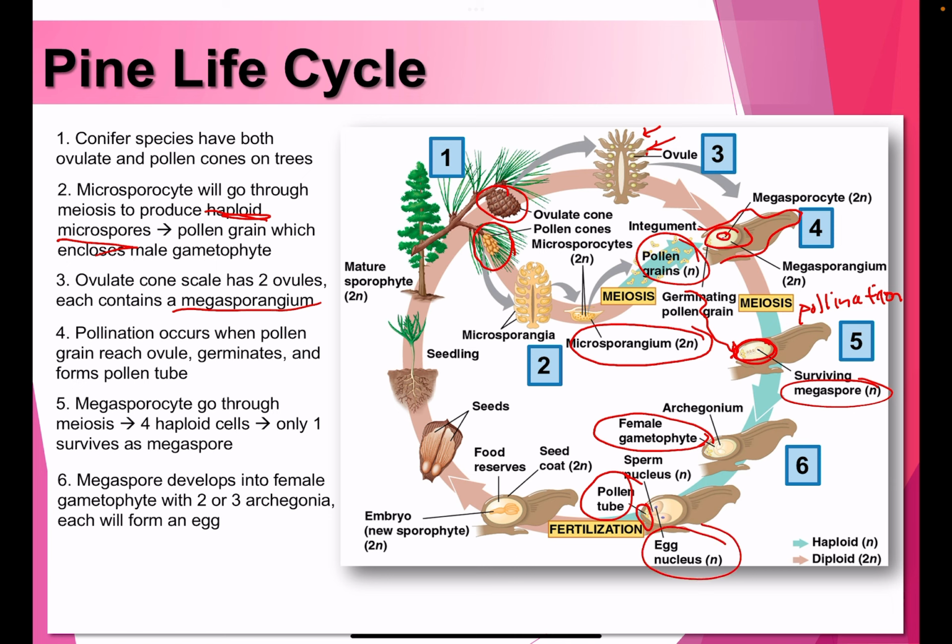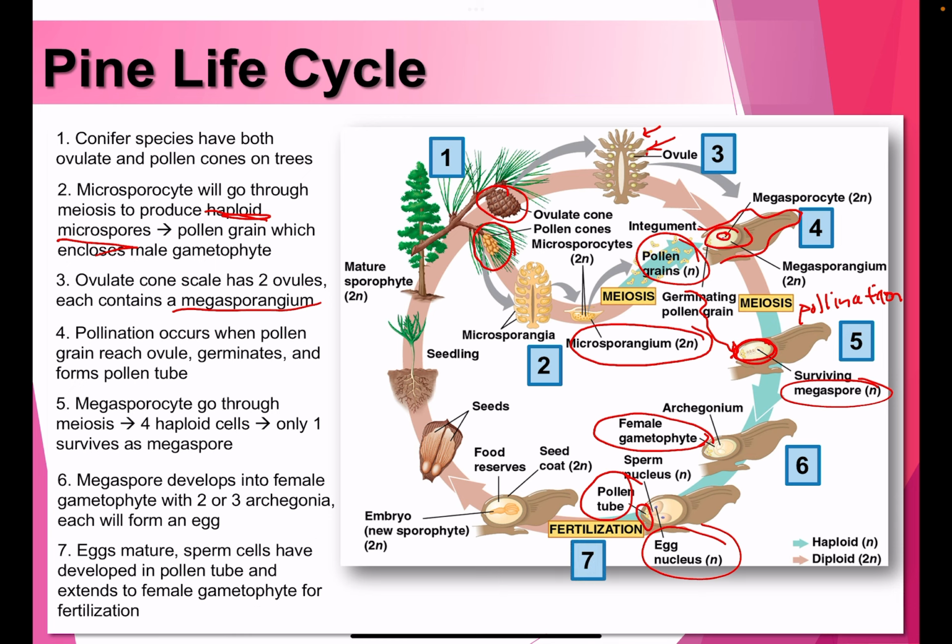And if it meets the sperm in step 7, first of all, eggs will mature, and then sperm cells will develop within the pollen tube. So that's why I said pollen grains pollinating your ovule is what needs to happen first before any fertilization can happen, or else the sperm is not going to go anywhere. The sperm needs to get to the egg through the pollen tube, which only starts growing after pollination.